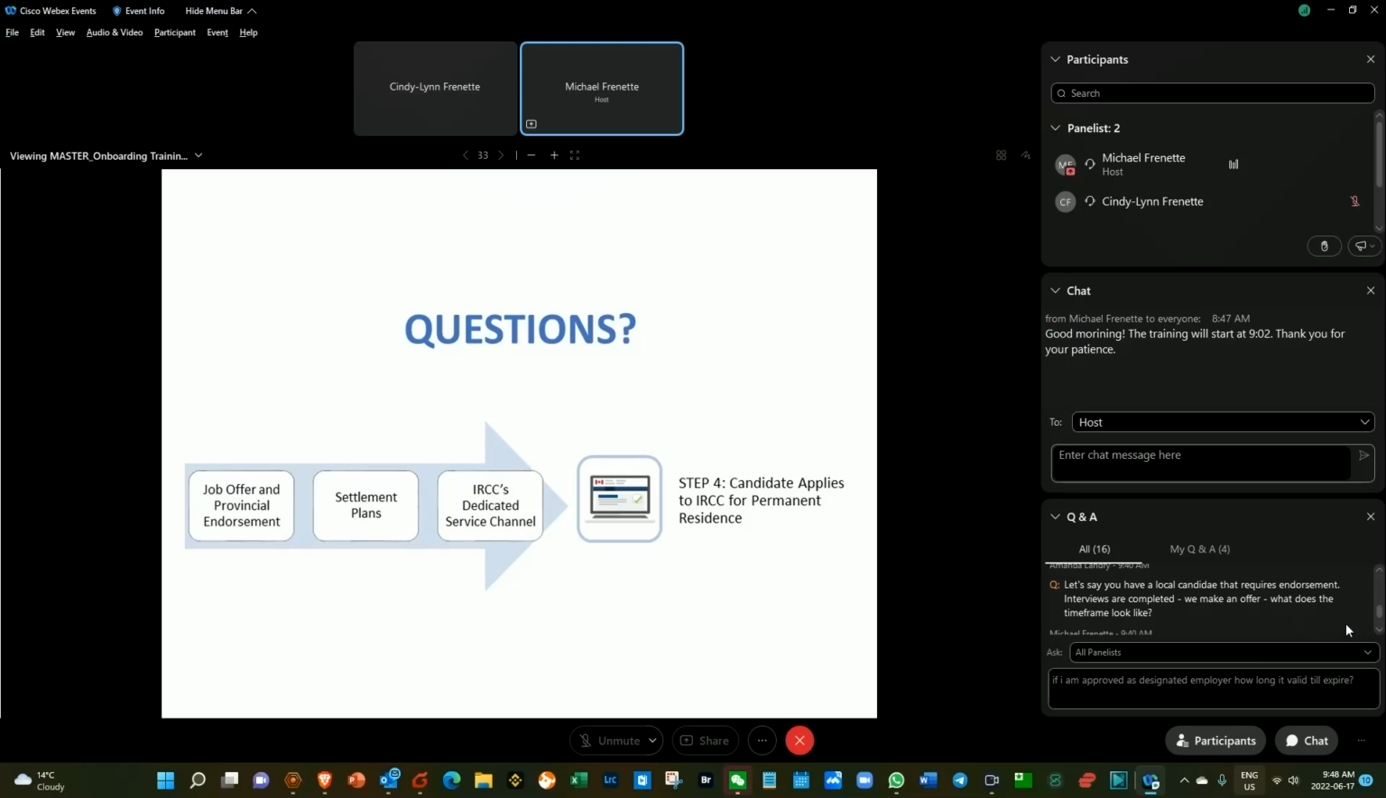Can the candidate be related to the owner of the business? Yes, absolutely. As long as the candidate is not the spouse or common law partner, that is fine.